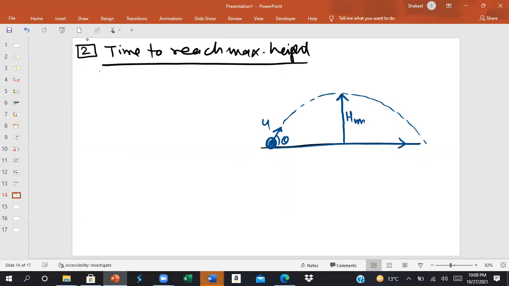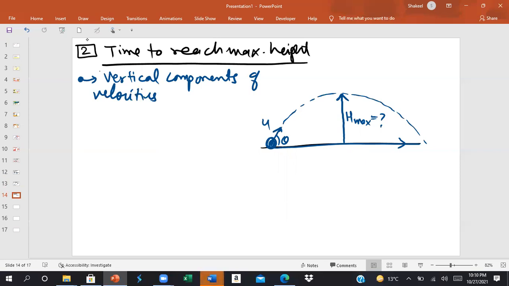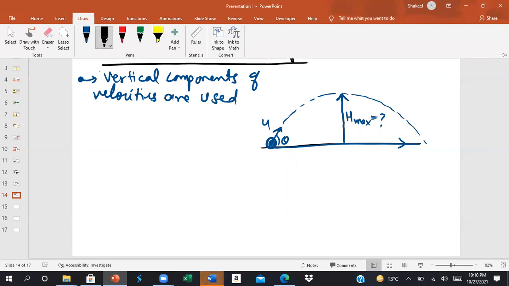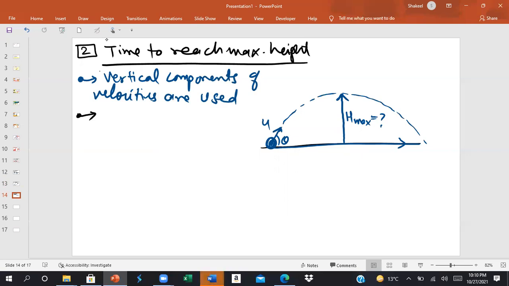So for the vertical axis, how much is the maximum height gained by the projectile? For this, you need to use the vertical component of velocity. Vertical components of velocities are used because the vertical component is along the y-axis and height is also along the y-axis. That's why we use that. Okay, now we have to use an equation of motion. But to decide which equation we're going to use, we have to pick the data.